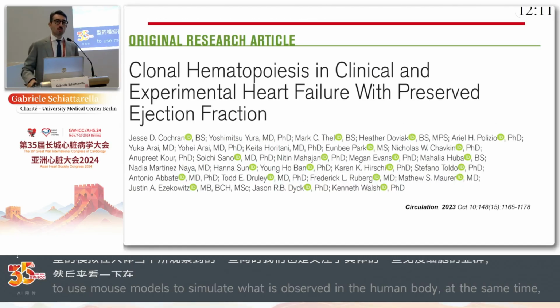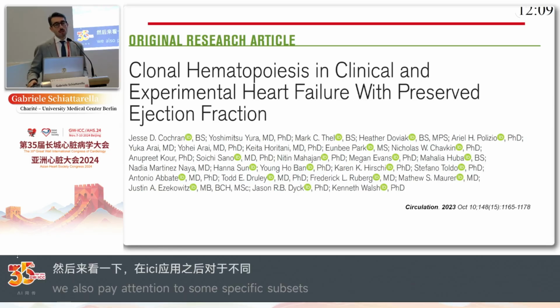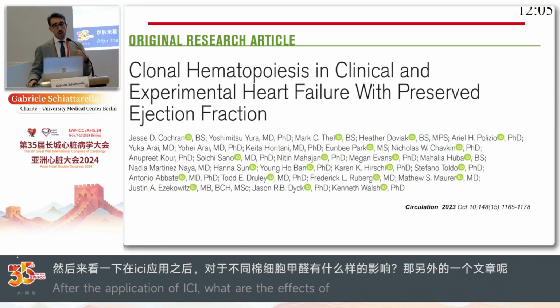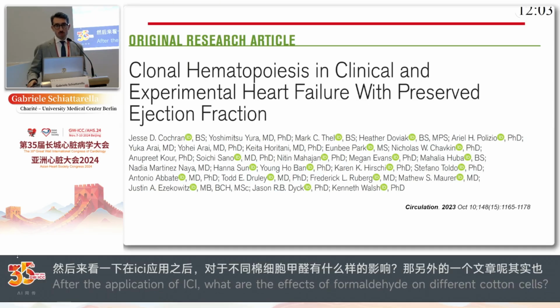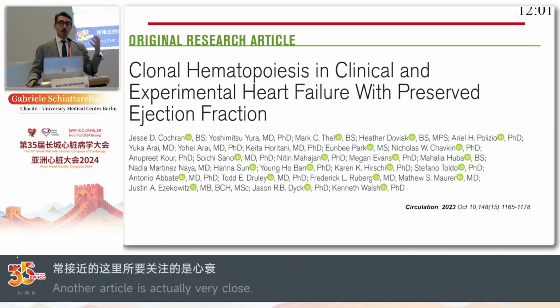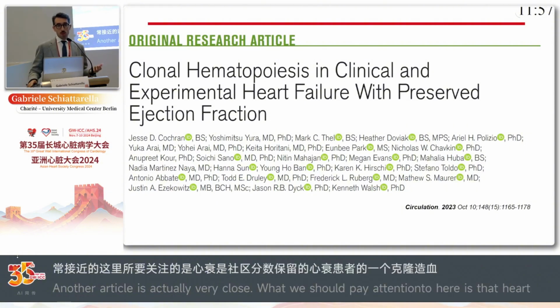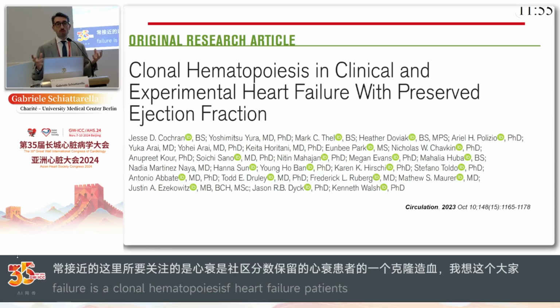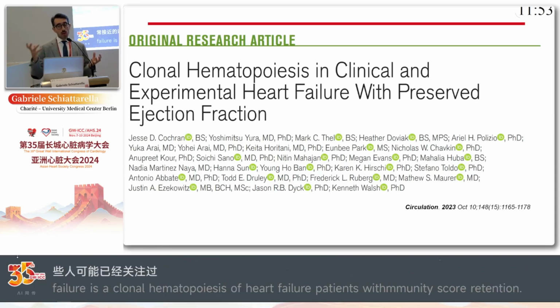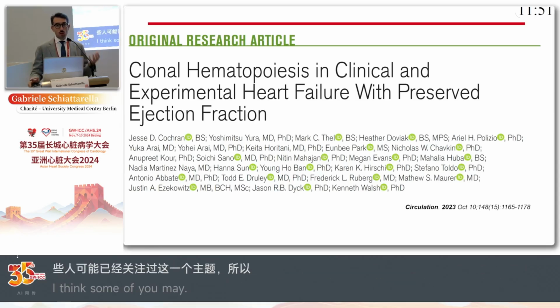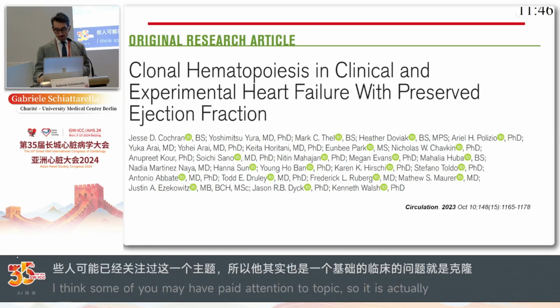Another example that stems from a similar condition is, in this case, applied to heart failure, in particular heart failure with preserved ejection fraction (HFpEF), and the novel emerging risk factor that many of you have heard of, which is clonal hematopoiesis. Again, two fundamental clinical problems: heart failure with preserved ejection fraction and clonal hematopoiesis. What are the mechanisms that can link these two things together?